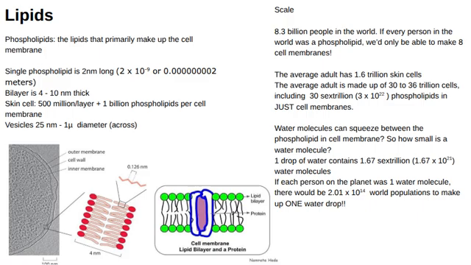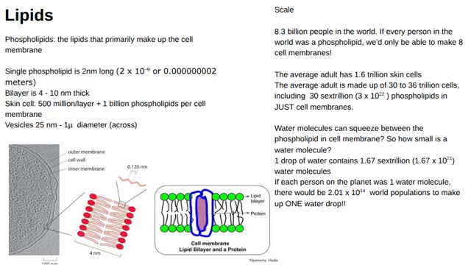A single cell membrane is called a bilayer. It has two layers of those phospholipids, and each layer has about 500 million phospholipids. That makes about 1 billion phospholipids that make up a cell membrane. So if there are 1 billion phospholipids in a single cell membrane, the population of the planet is about 8.3 billion people. If every person was a phospholipid, we'd have enough phospholipids to make a grand total of 8 cells. We have 30 to 36 trillion cells in our body.